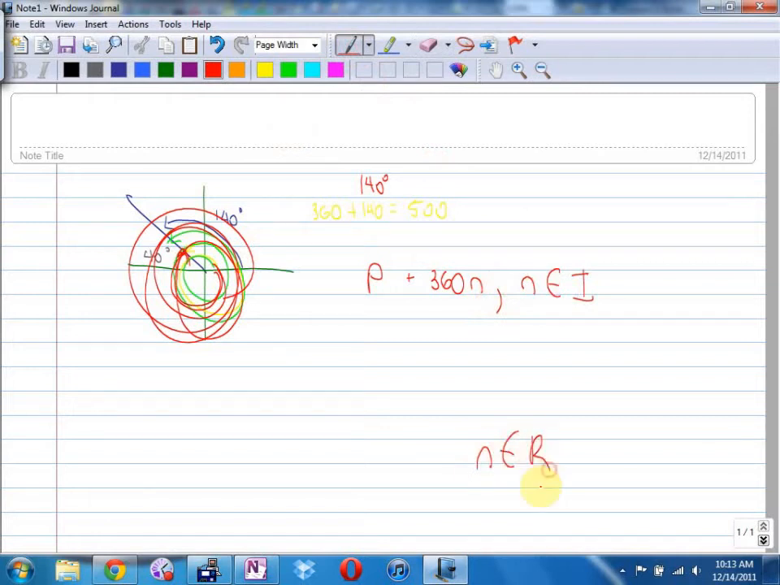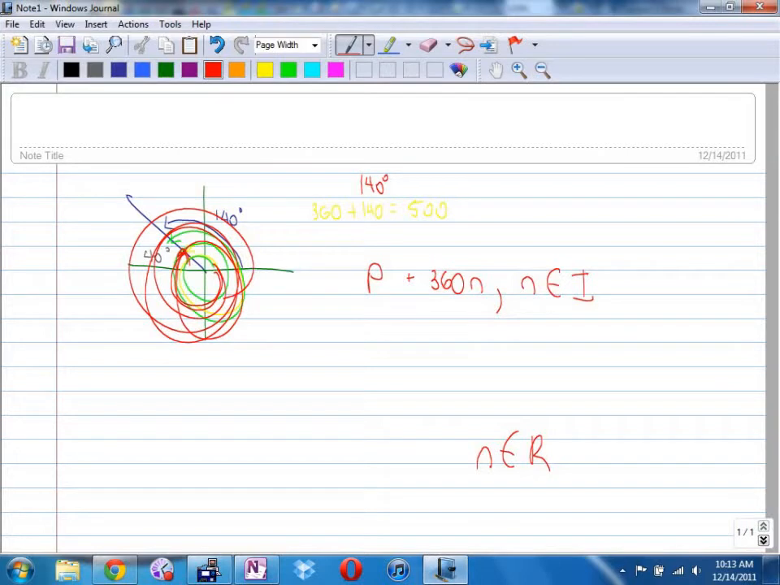Now, you guys have seen all reals before. This time it's not all reals. This time it's all integers. What are integers? Positive or negative non-decimal whole numbers. 1, 2, 3, negative 1, negative 2, negative 3 are integers. Negative 3.6 is not an integer.